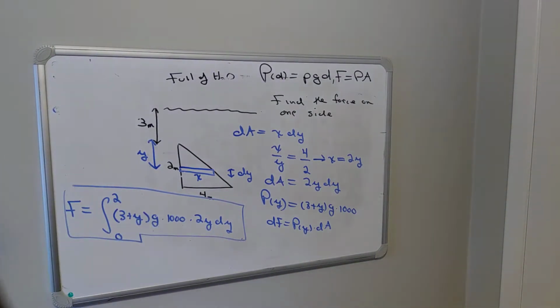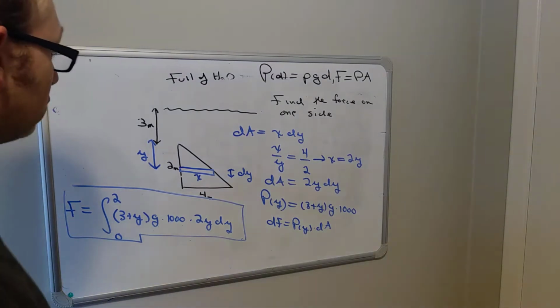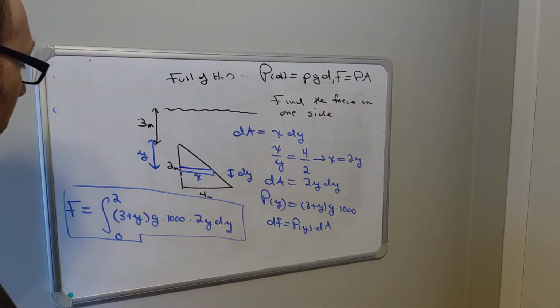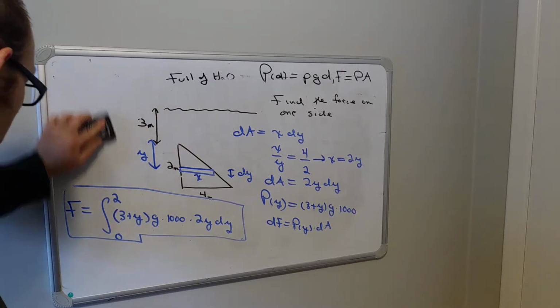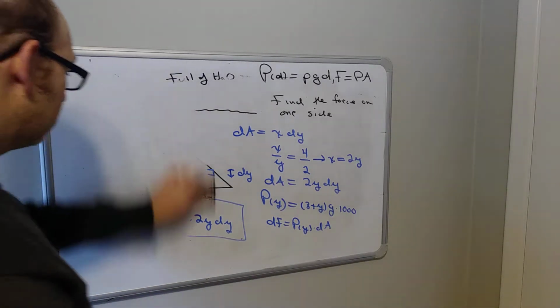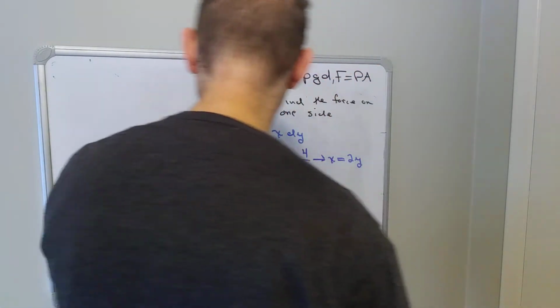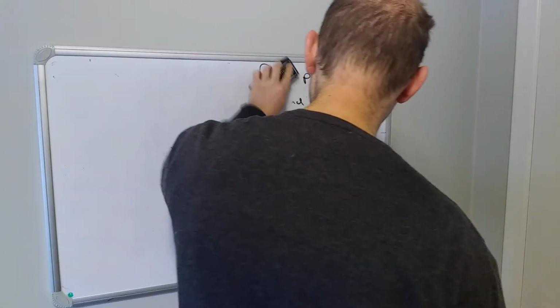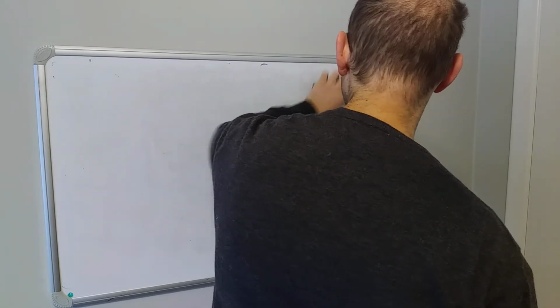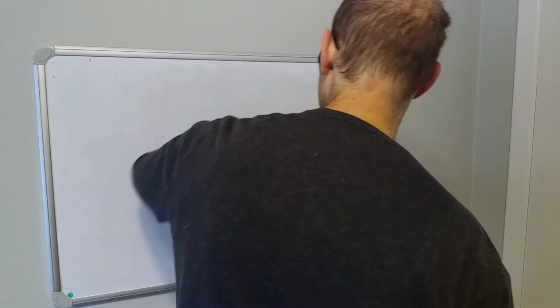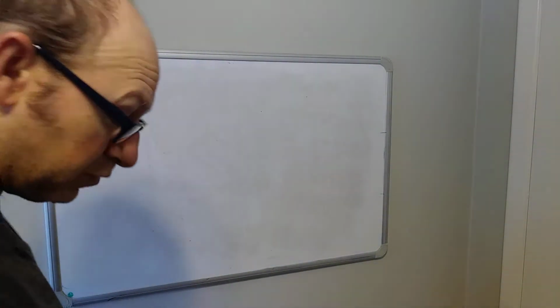This is how you find the force due to hydrostatic pressure. And next we'll look at the center of mass, the centroid. How do you find the center of an object? Like the center of a circle is right in its center, right in its middle. You could find the center of a square or rectangle without too much trouble. But how do you find the center of a triangle?